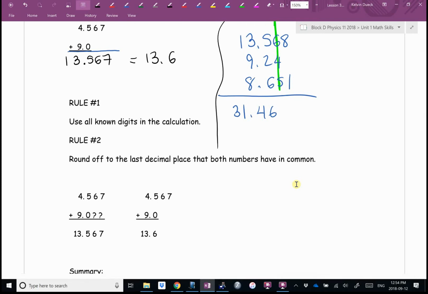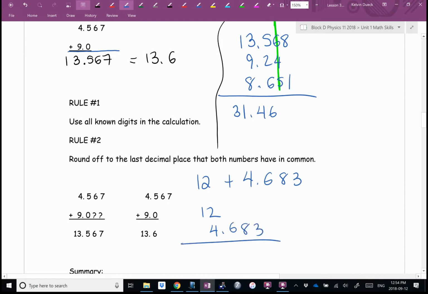Weird, strange ones. 12 plus 4.683. Write it vertically. Go to your calculator.